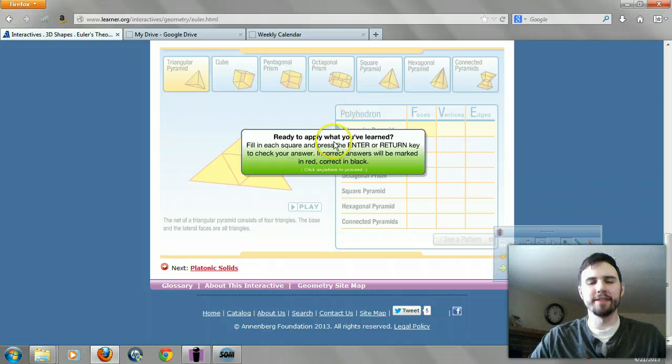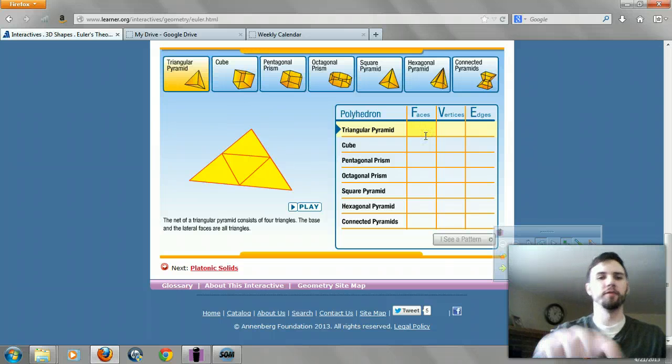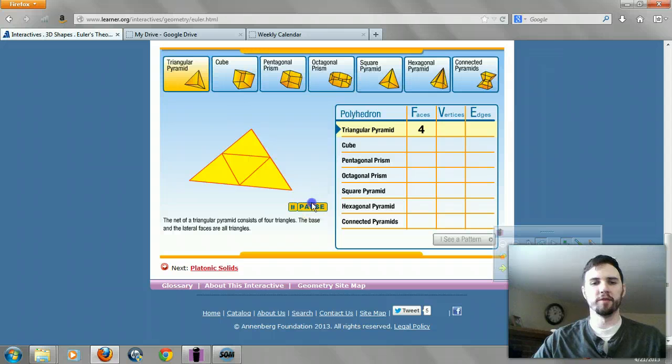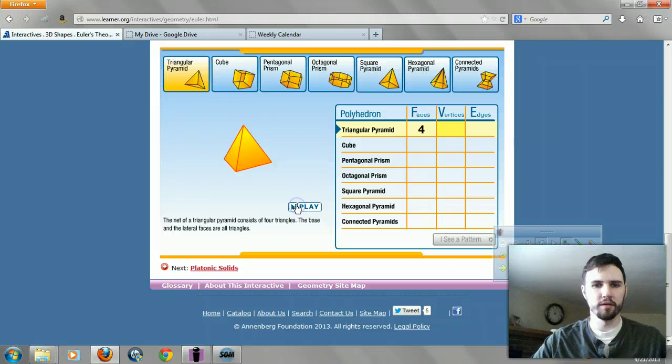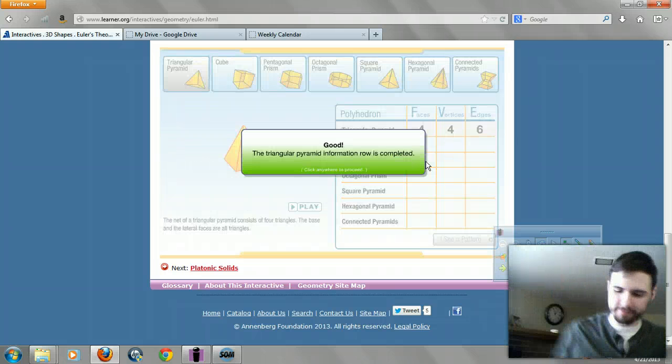I had to do some fancy editing, guys, so we're going to start back. So Euler's formula, let's try it. Triangle pyramid. We have 1, 2, 3, 4 faces, right? Let's see how many vertices we have. Okay, we have 1, 2, 3, 4 vertices. So for edges, I don't even need to count them because I have 4 plus 4 is 8 minus 2, 6. Good.